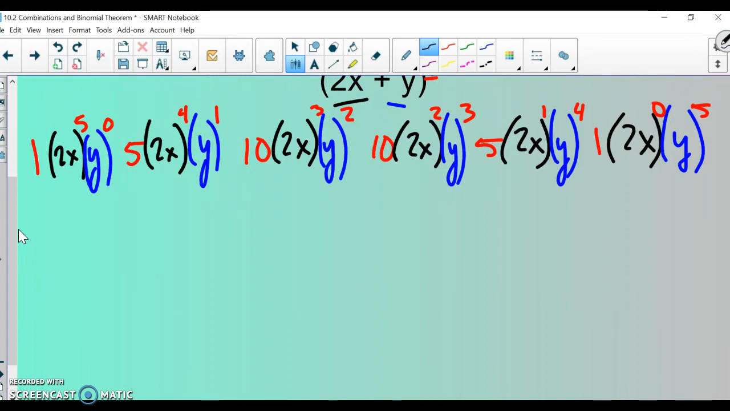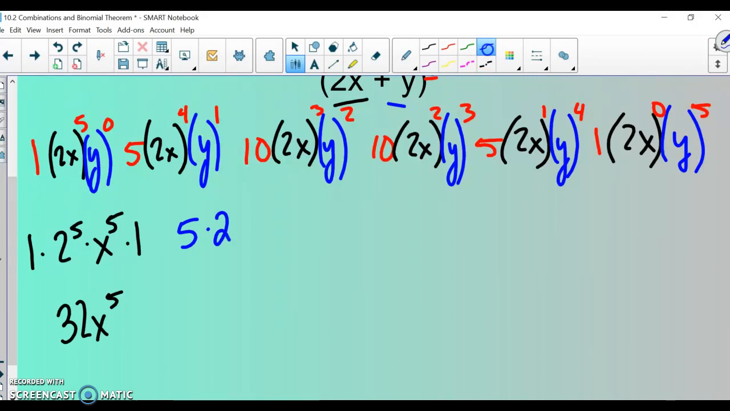All right. 1 times 2 to the 5th times x to the 5th times anything to the 0th is 1. 2 to the 5th is 32, so this whole term will be 32x to the 5th. My next one, I have 5 times 2 to the 4th x to the 4th y. Now 2 to the 4th is 16 times 5 is going to be 80, so this whole term will be a positive 80x to the 4th y.